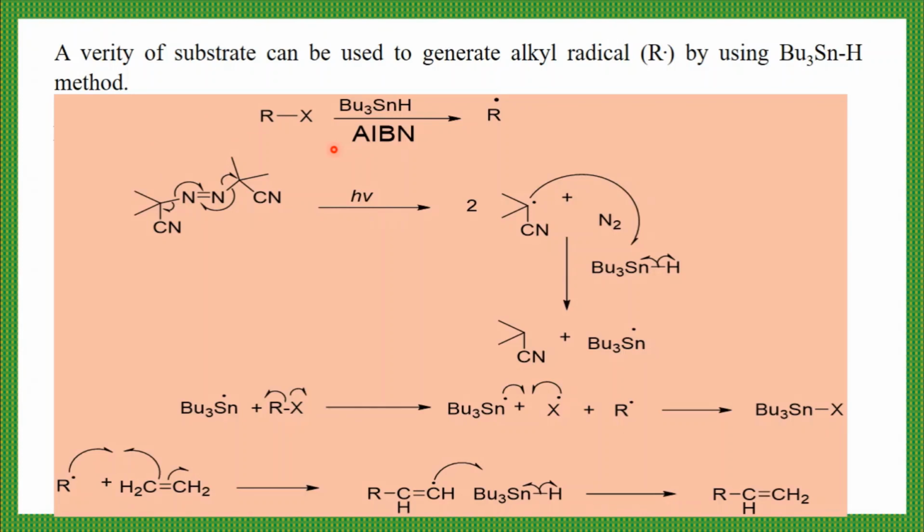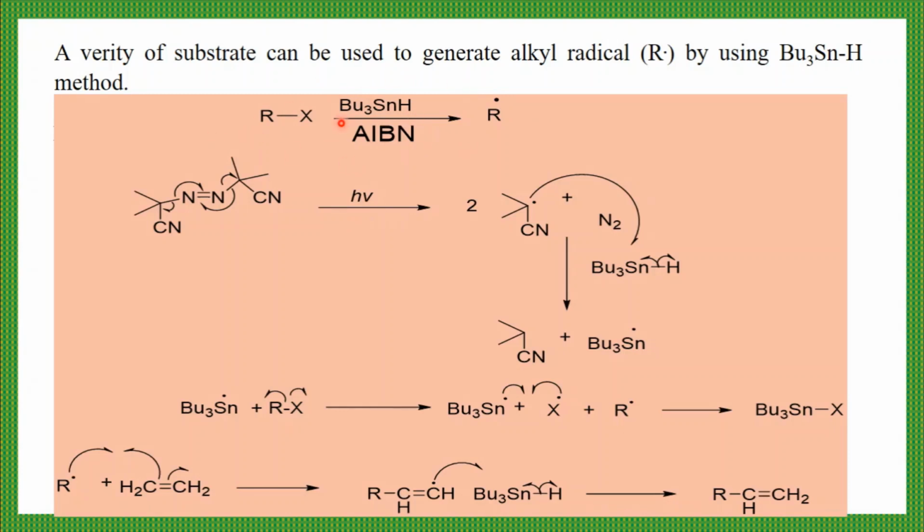Again, you can generate this R radical from xanthate. So this tributyl tin hydride has a wide range of application in radicals in organic synthesis. So it's a very important reagent. It can generate the alkyl radical from your alkyl halide, or from nitroalkane, and it can generate R radical from xanthate.